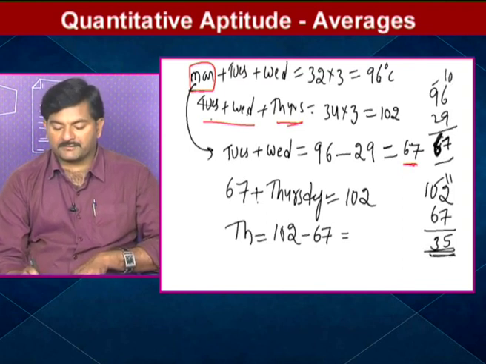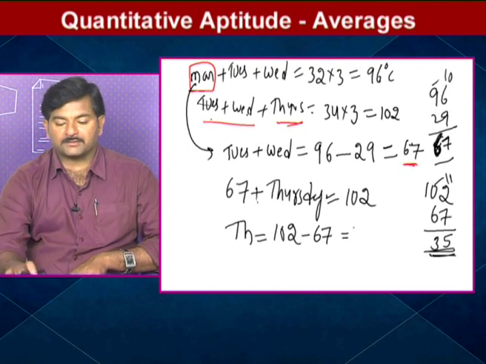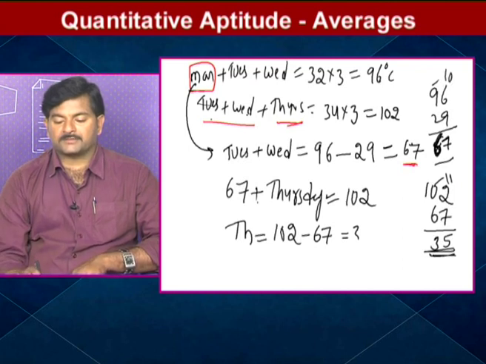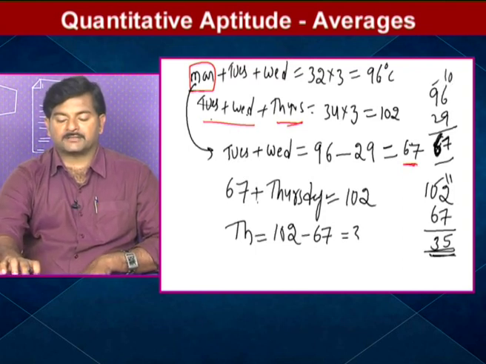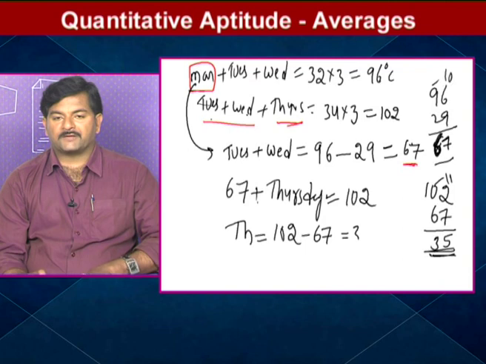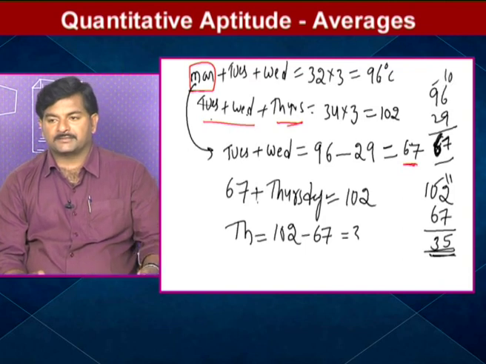So what is the temperature on Thursday? The temperature on Thursday is equal to 35 degrees Celsius. So the answer for this question is 35 degrees Celsius. Now we'll focus on the next question.